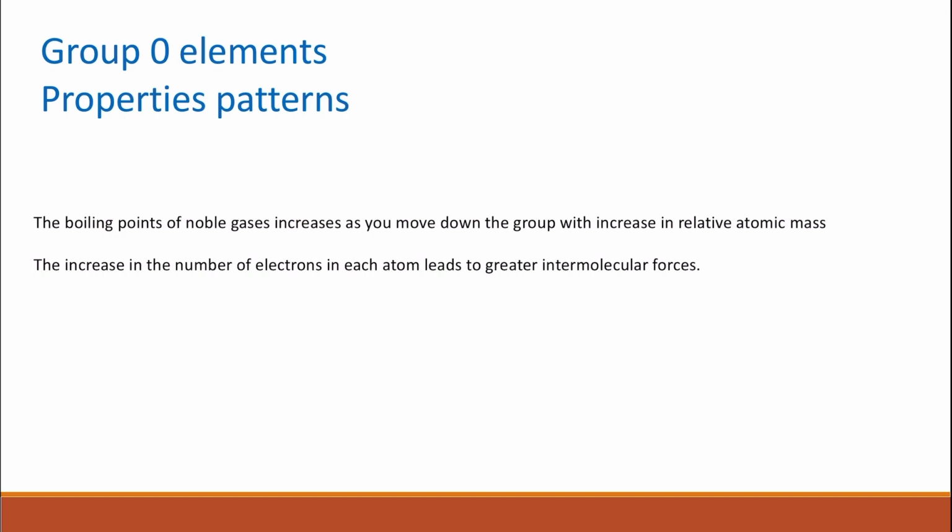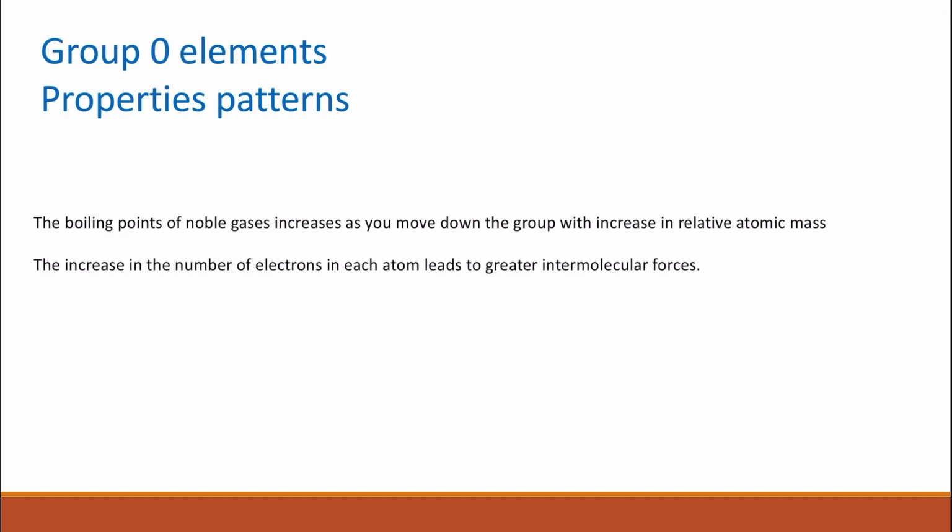Let's talk about the property patterns, because we said that the properties are going to have a certain pattern depending on the group as we go down the group. So the pattern here is in the physical properties of the different elements. They all have exactly the same chemical property. They are all non-reactive, but the physical property here, which we refer to, is the boiling point. So the boiling point of the noble gases increases as we go down the group.